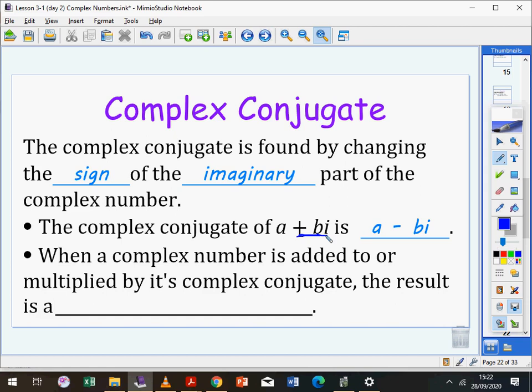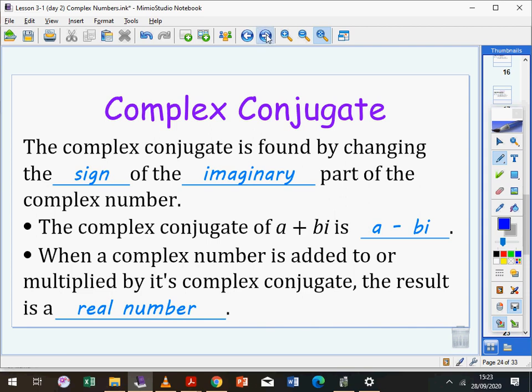When you add a complex number to its conjugate, or when you multiply a complex number by its conjugate, the result is supposed to be a real number. So one way you can make a complex number real is just add its conjugate or multiply by its conjugate.